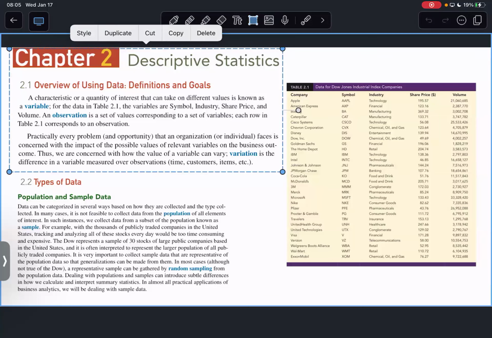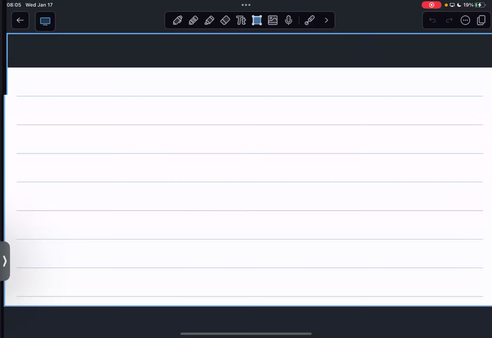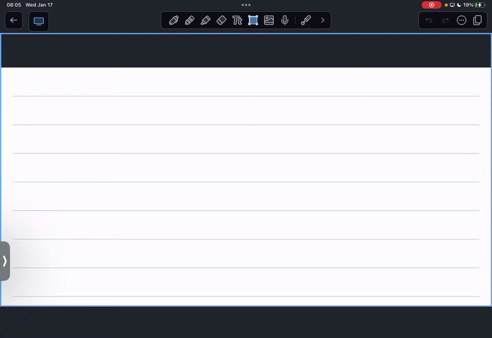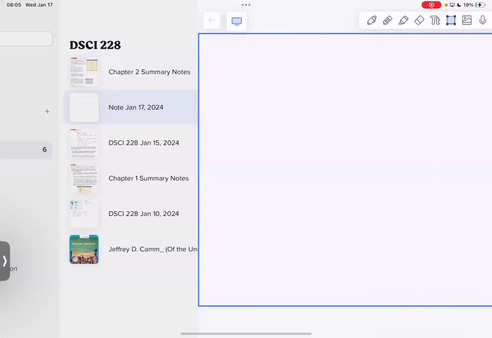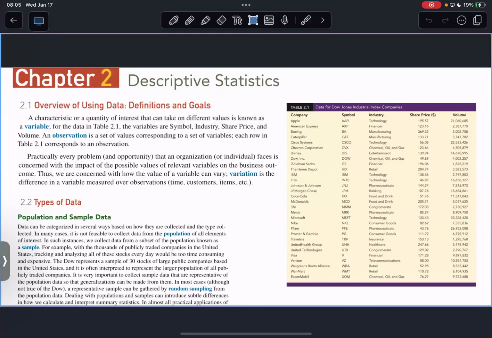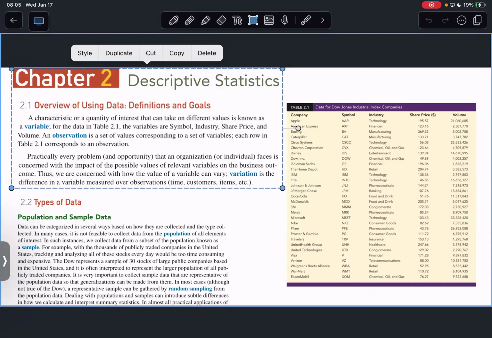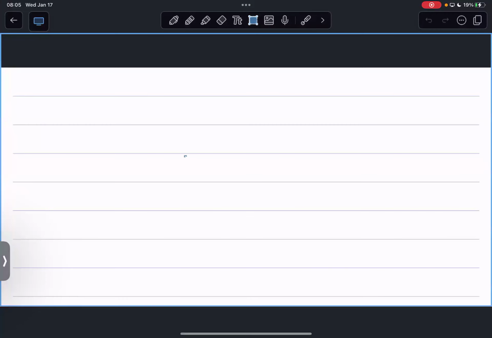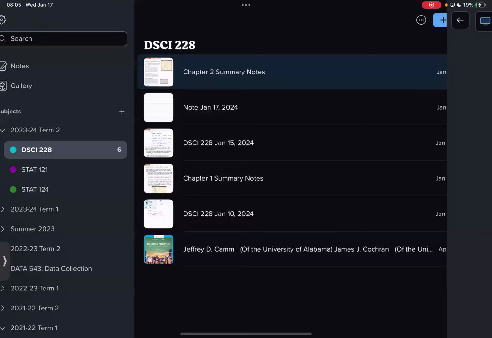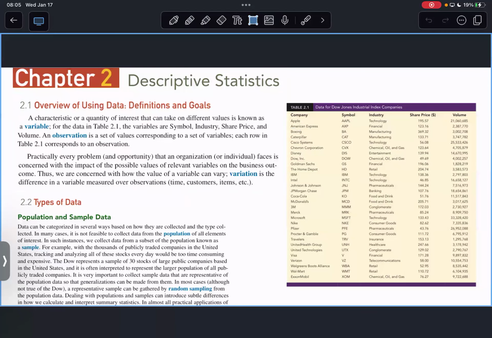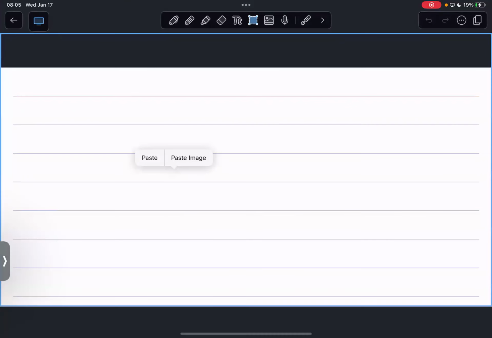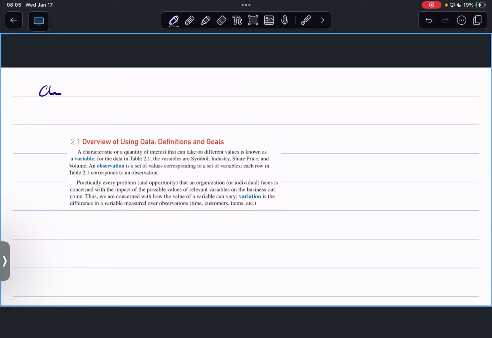Let me just bring this in. Oh no, it's doing that thing where it won't let me paste it. Why does it do that? Copy. I can tell it's not doing it. How about this? Okay, I'll just write chapter 2 then.